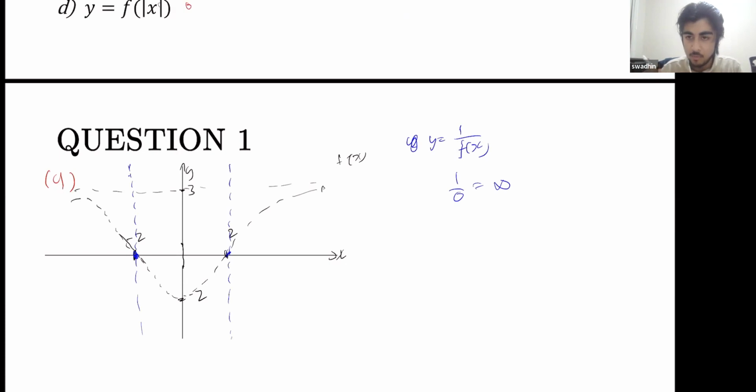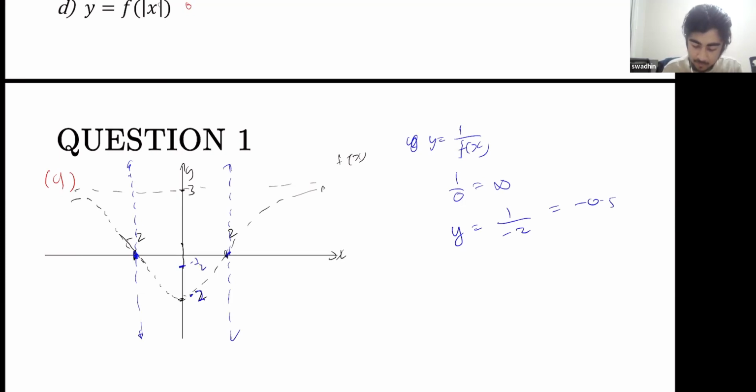Wherever there is a defined y value, there is an undefined y value. Defined as in 0. So this is going to be an asymptote. At y is equal to -2, its new y-intercept will be y is equal to 1 over -2, so -0.5.